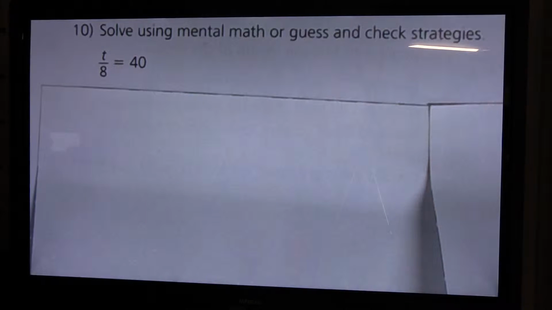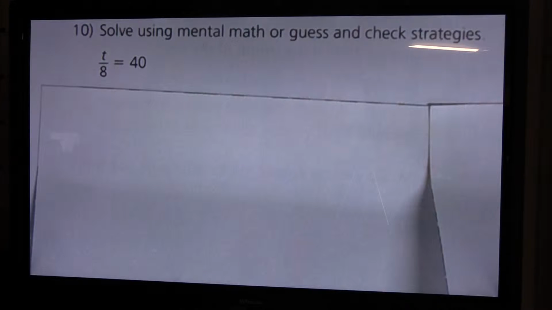Here we have an item that some of my sixth graders struggled with last night. Let's look at what the item says and then try to make sense of it. It says solve using mental math or guess and check strategies. Now, if I were a sixth grade student and I were to approach this type of problem, I would use what I know about inverse operations to answer this one.